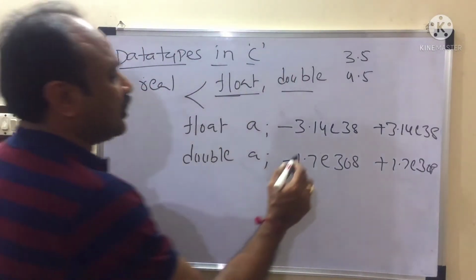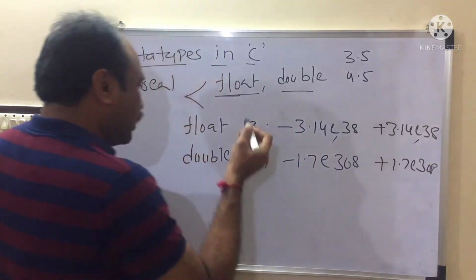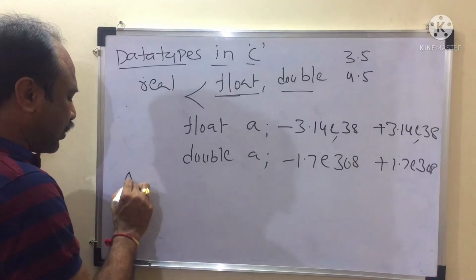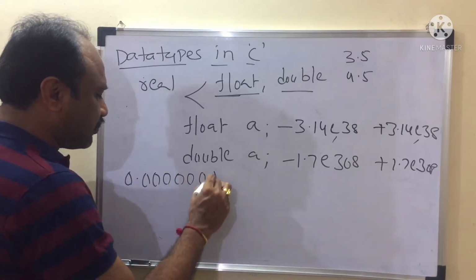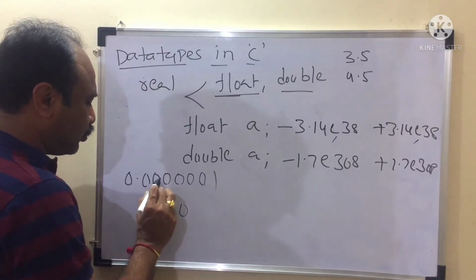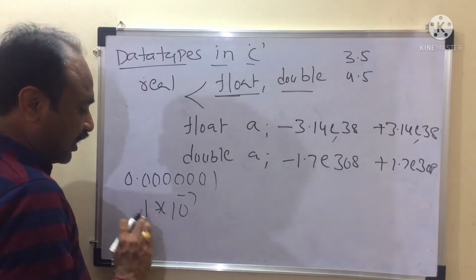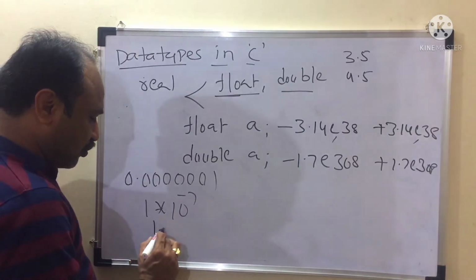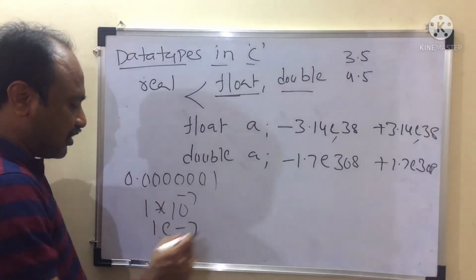So what is the meaning of this e? What is the purpose of using this e? See, normally when working with real values, I may have a very small value like 0.0000001. This can be represented as 1 into 10 power minus 7. Okay? It is our human representation. In computer science, this will be represented as 1e minus 7.